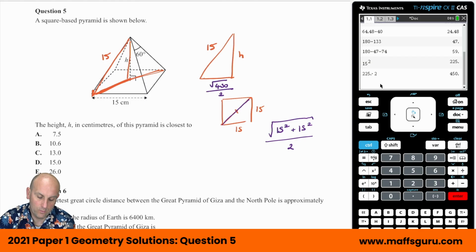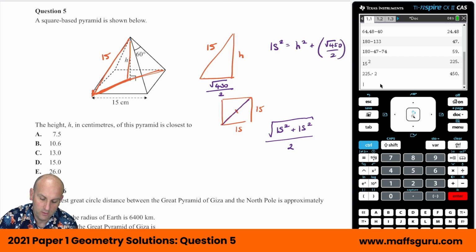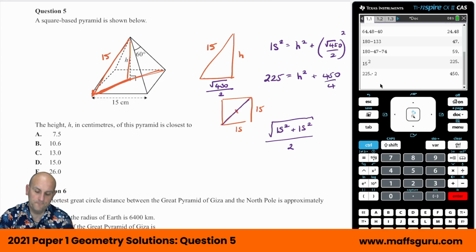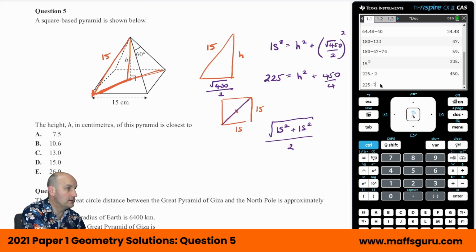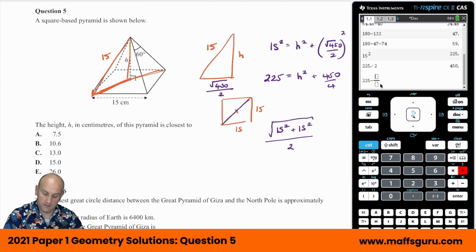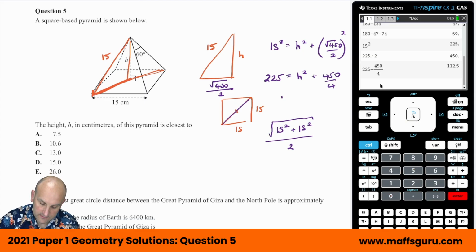Awesome. So now we know that 15 squared is equal to h squared plus root 450 on 2, all squared. Now that's nice because that gets rid of that square root sign for me. So we already said that 15 squared was 225, equals h squared plus 450 on 4. So I'm going to do 225 minus 450 on 4, hit enter. So that means that h squared is equal to 112.5.